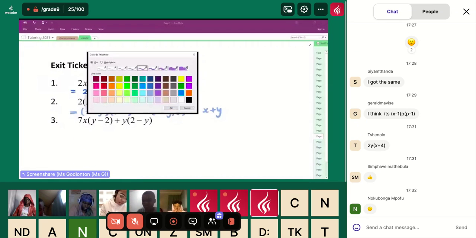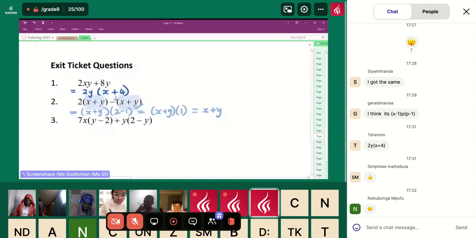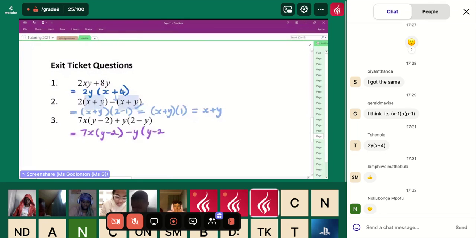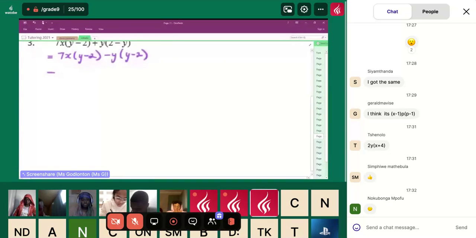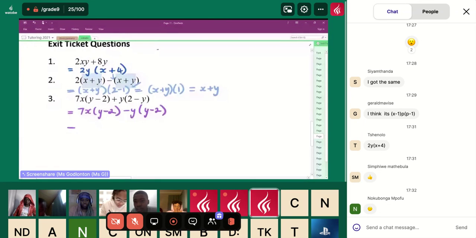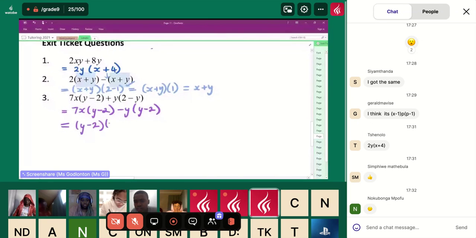And our last one, I know I'm rushing you guys, but it's just because our time has run out. We're going to do a switcheroo. So we're going to have 7x times y minus 2, minus y times y minus 2. Then I can take out y minus 2, and I'm left with 7x minus y.